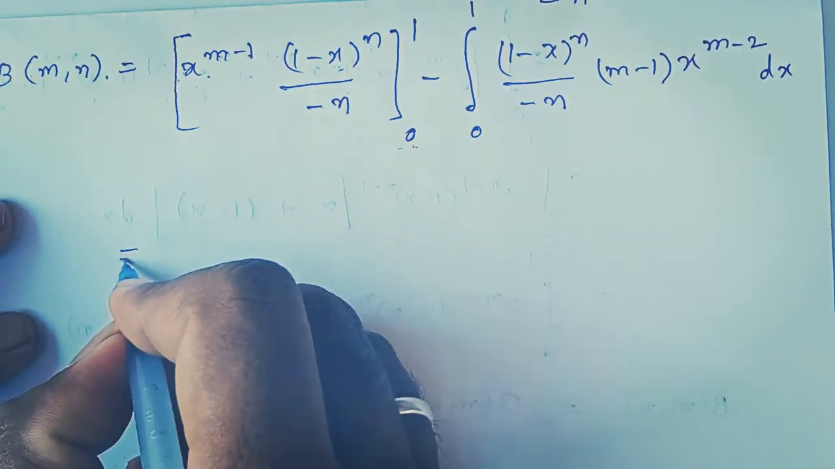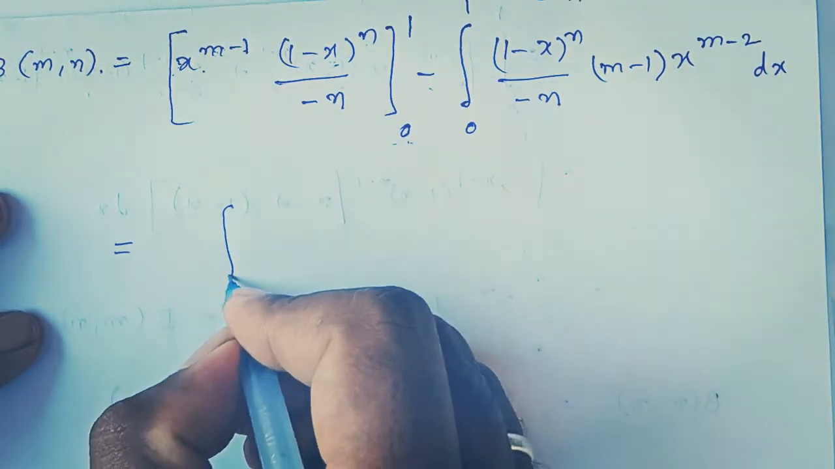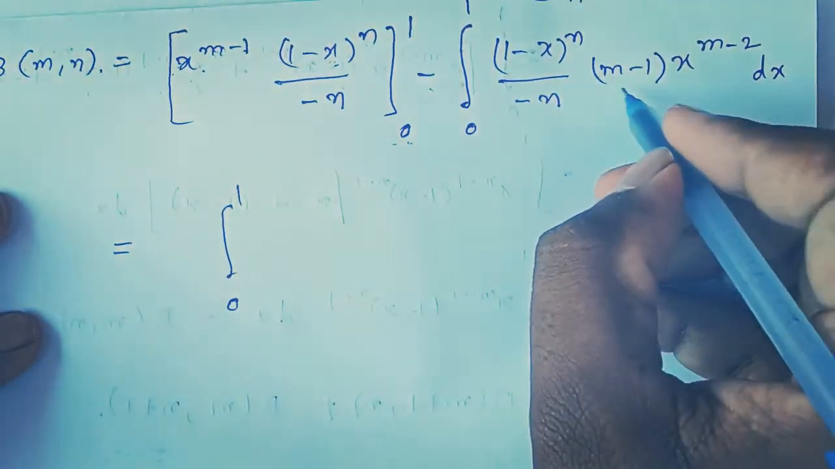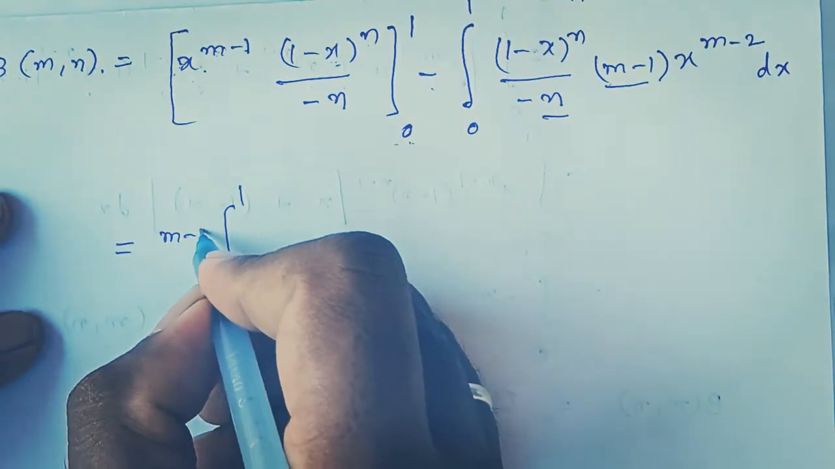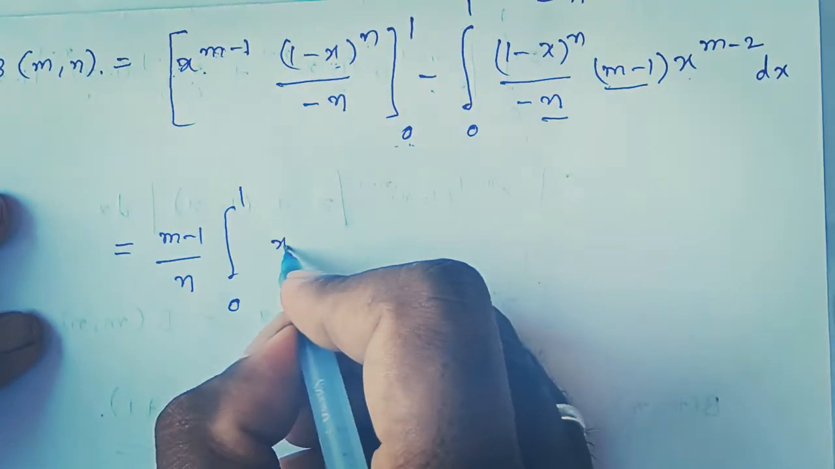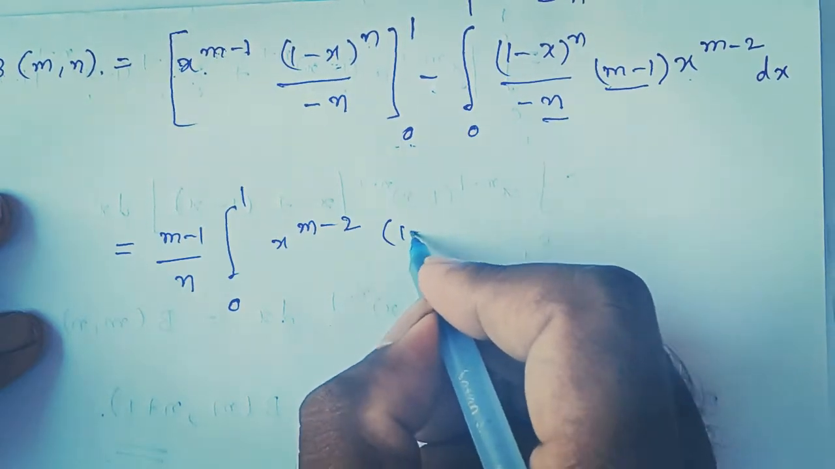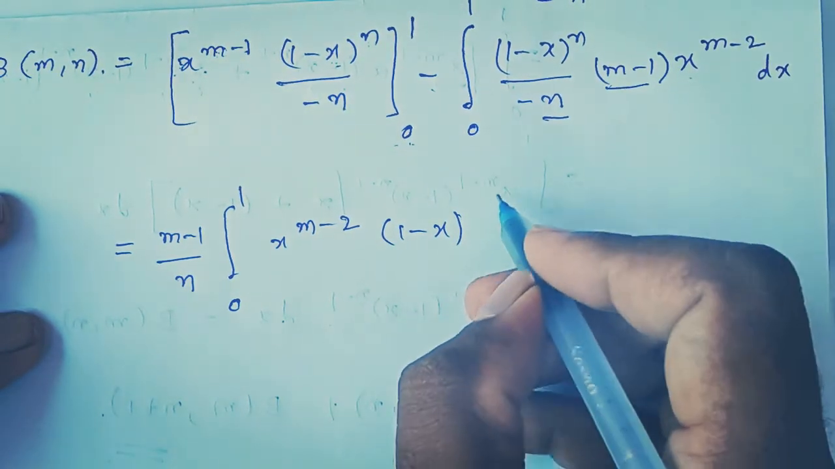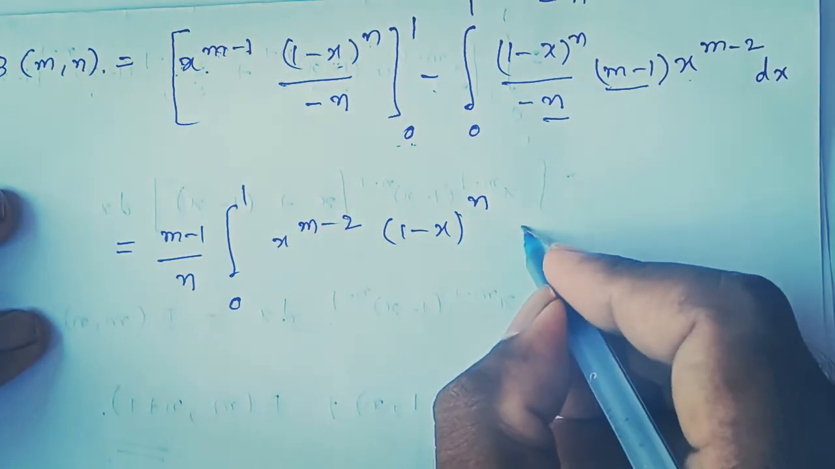Now therefore minus into minus plus, integral 0 to 1. Here m-1 is constant, n is constant, therefore (m-1)/n, okay, x^(m-2) (1 - x^n) dx.